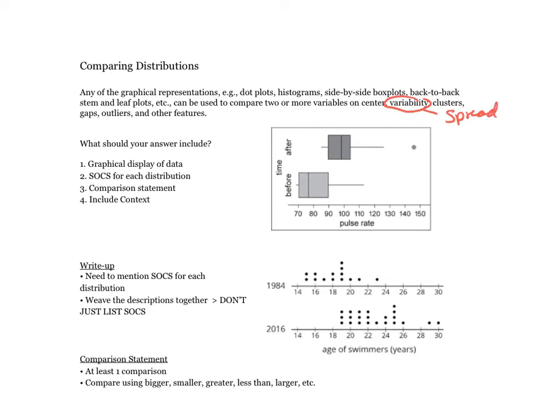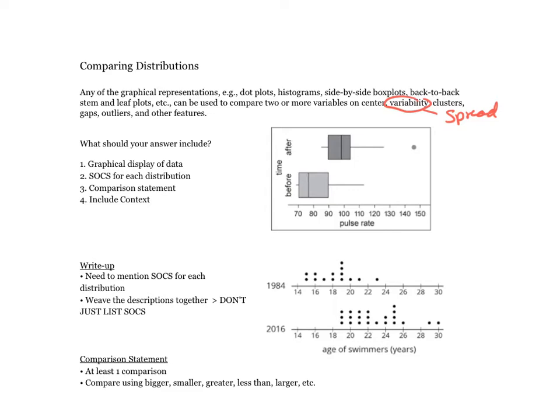So you can see there's two graphs right here. The first one is pulse rate before and after exercise, and the second one is the age of swimmers in the Olympics from 1984 and then from 2016. So in both those situations, we just like to compare what's happening between the two different groups.